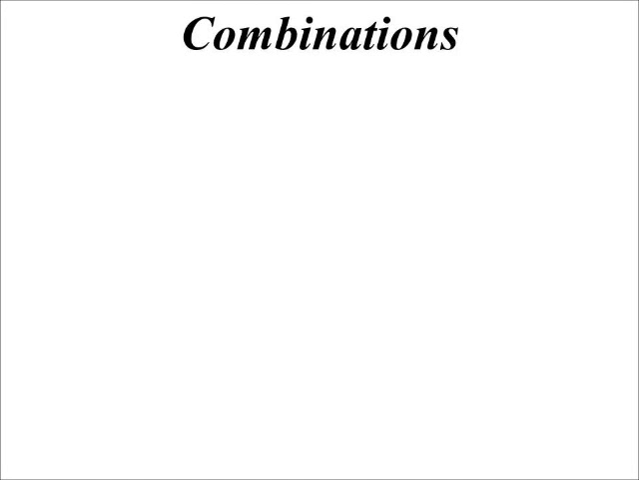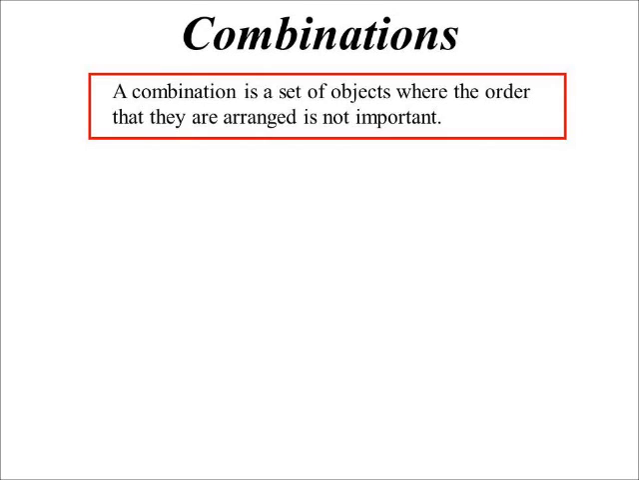Our topic, as you know, is called permutations and combinations. So what is the difference between a combination and a permutation? Well, with a combination, the order doesn't matter. We're not interested in how we got there. We're just interested in what we got at the end.